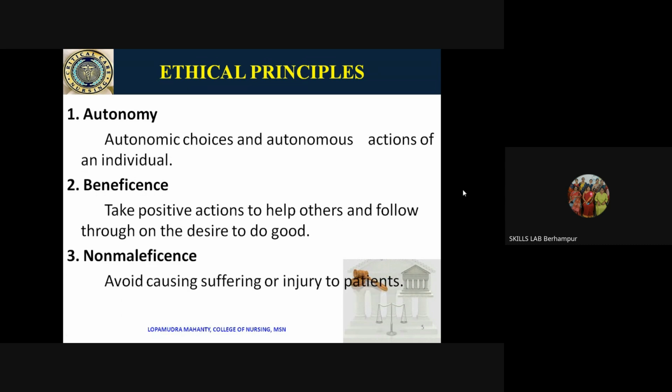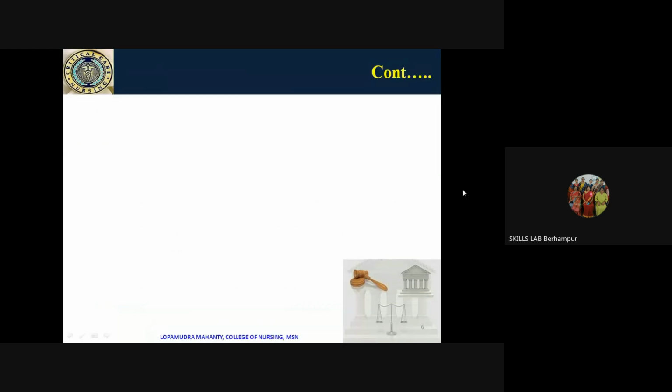Next is non-maleficence. Non-maleficence means avoid causing suffering or any type of injury to the patient. Knowingly, we do not provide any type of suffering to the patient, or any delay in their care or practice, avoiding causing suffering or injury to the patient. Next principle is justice. You all know that. Justice means all patients are treated equally and fairly. No one is great or no one is low.